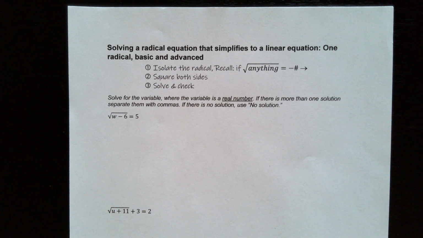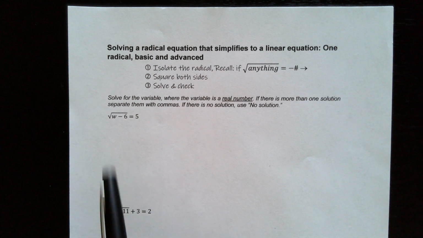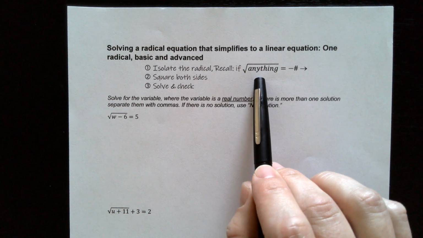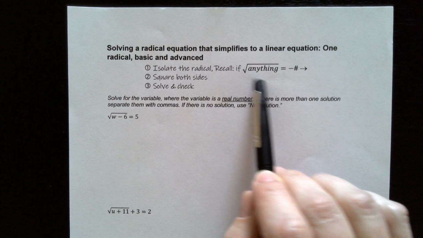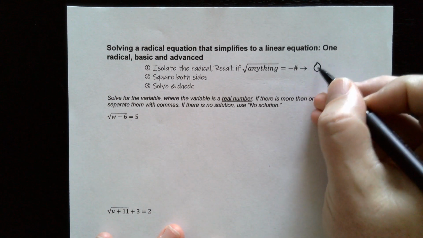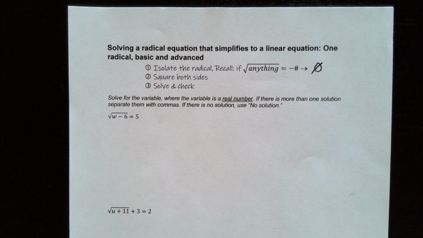We have the square root of w minus 6 is equal to 5. Oh, and one other thing, recall, we're sticking with real numbers, just like the last video. So if you have a square root equal to a negative number, you can stop the problem right there and say no solution. Okay, so circle with a line through it, no solution. So, square root of w minus 6 is equal to 5.